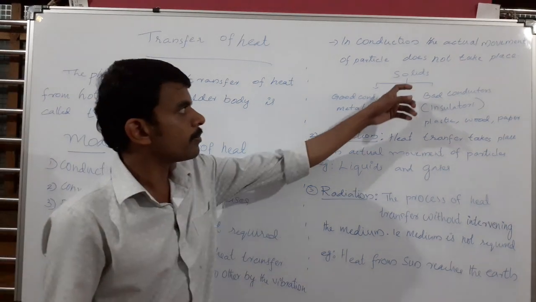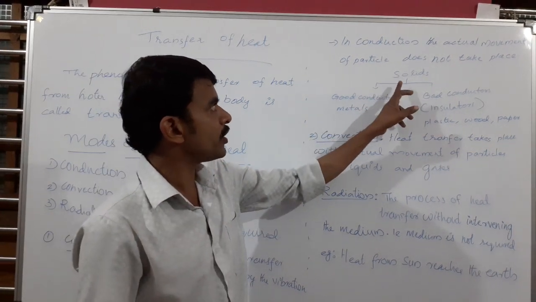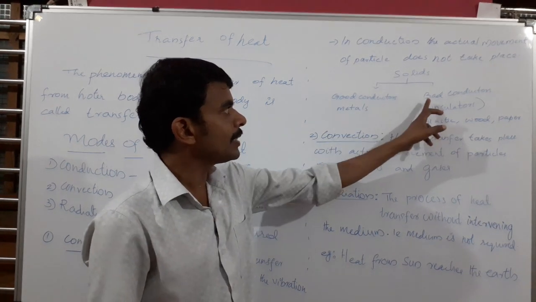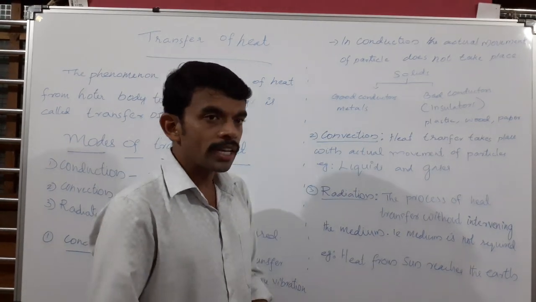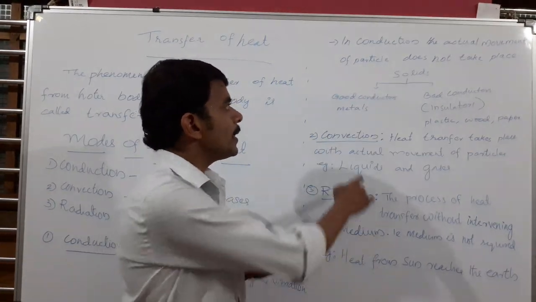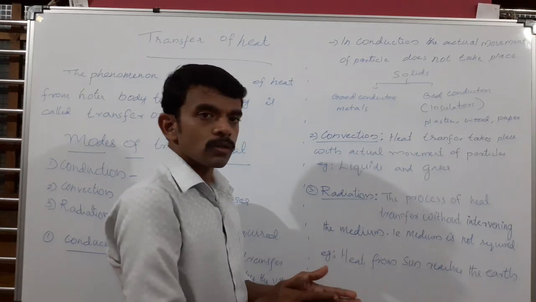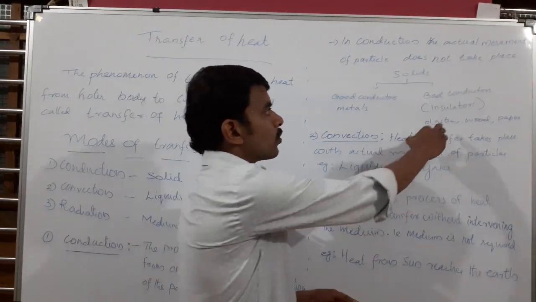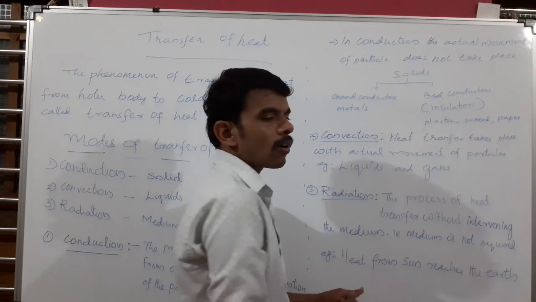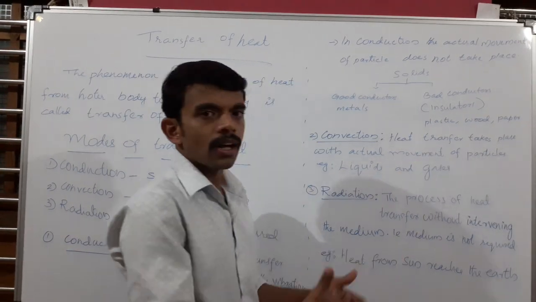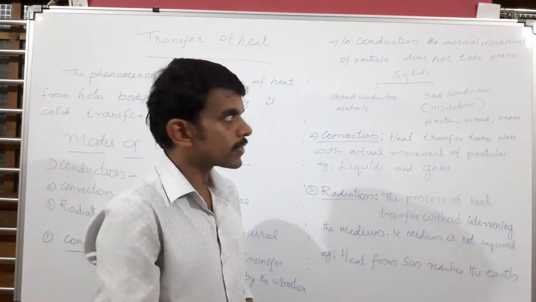Solids can be broadly classified into two: good conductors of heat energy and bad conductors of heat. Metals are always good conductors of heat, whereas bad conductors of heat, we can also say insulators. Plastic, wood, paper, these are insulators or bad conductors.